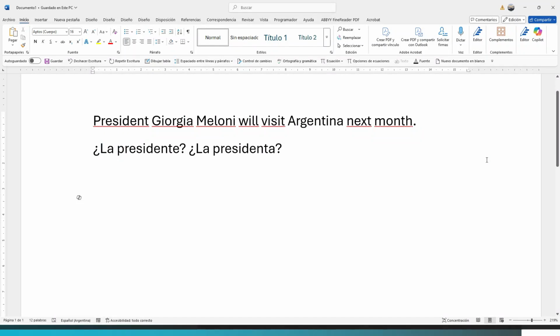Here we have an interesting, a beautiful example to be analyzed from the contrastive point of view. How would you translate this sentence? President Giorgia Meloni will visit Argentina next month into Spanish. How would you translate it? La presidente Giorgia Meloni visitará Argentina el mes próximo, o la presidenta Giorgia Meloni visitará Argentina el mes próximo.